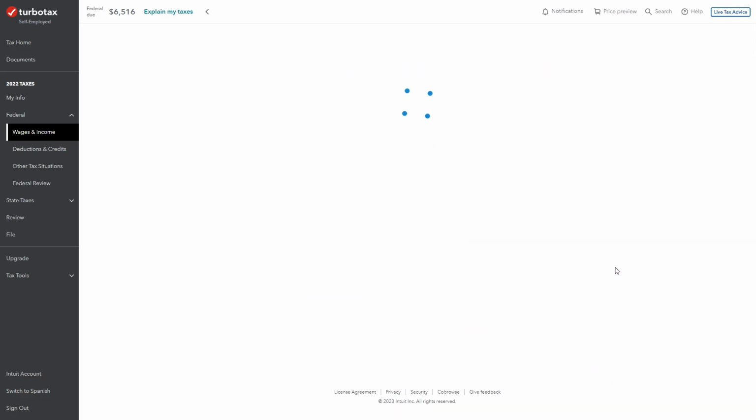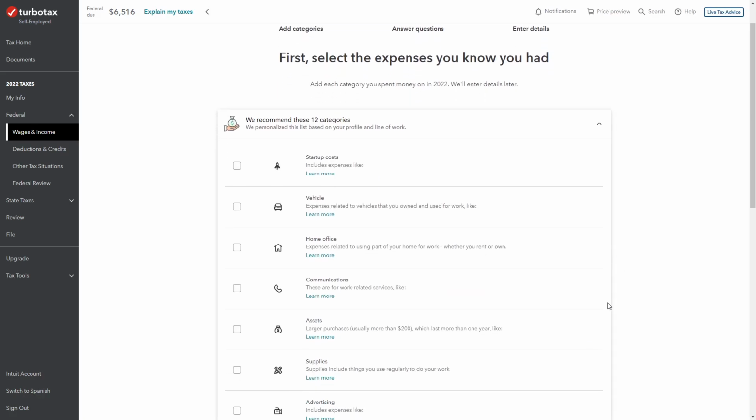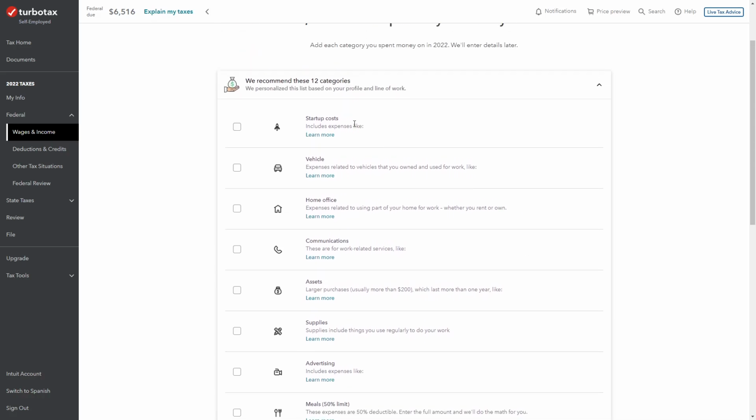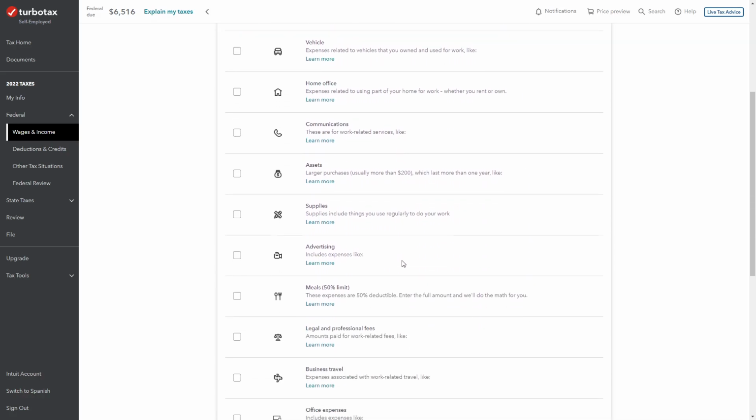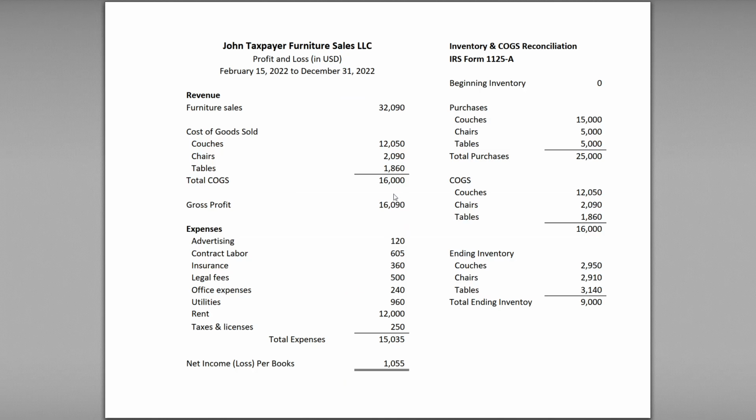So we're going to go ahead and click through, get started here. We should be selecting all the expenses that we have on our financial statement. It gives us some categories to start with. If we have a look at our financial statements again really quickly, I just want to run through again what kind of costs we have.